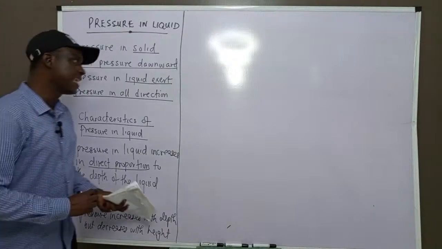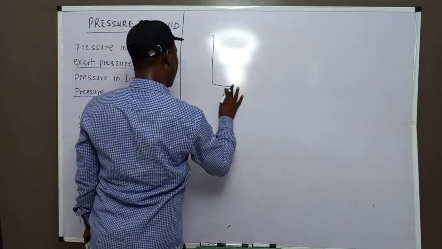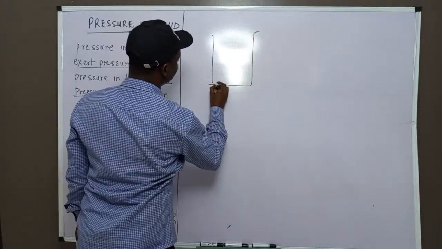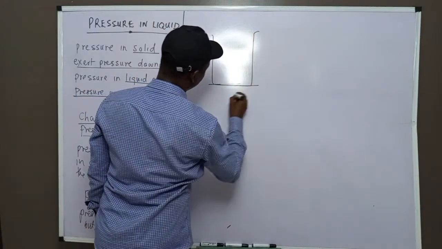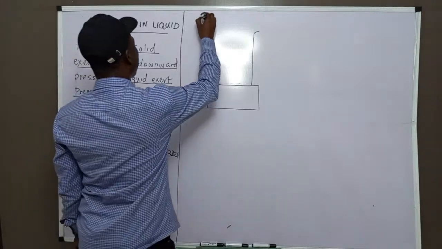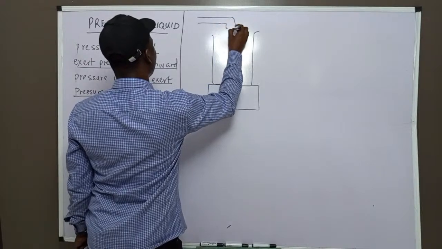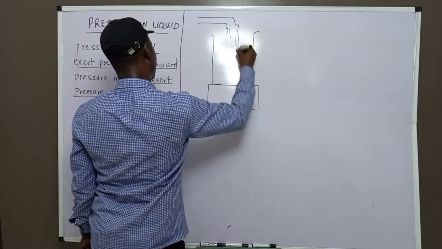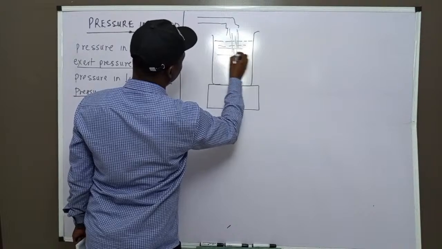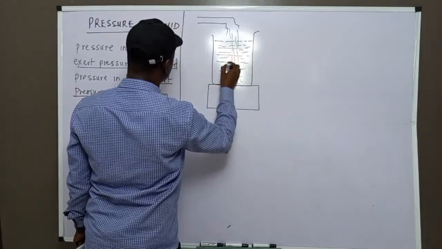Now, if I draw a vessel and place it on a laboratory table, let's say this is a table, and let me pour water into it so that water can enter the vessel. After water has entered the vessel, we want to see how pressure increases with depth.